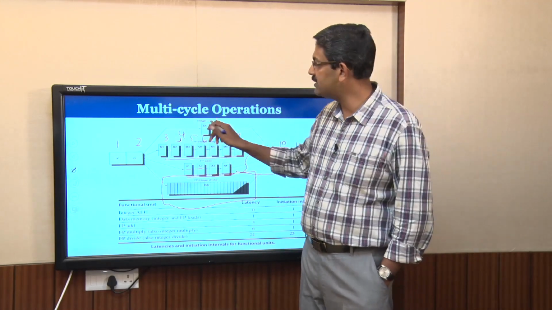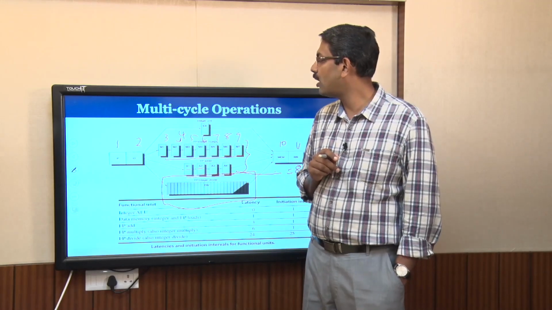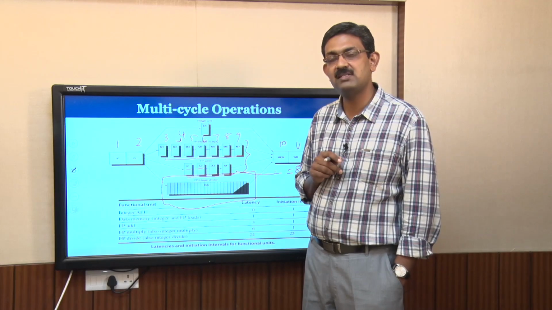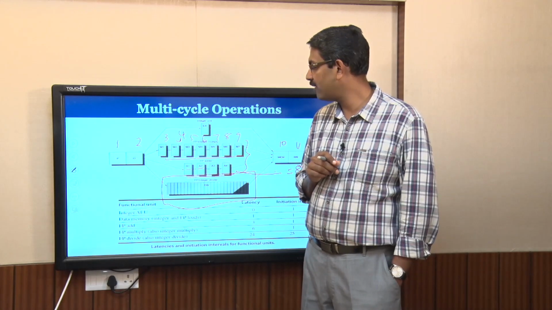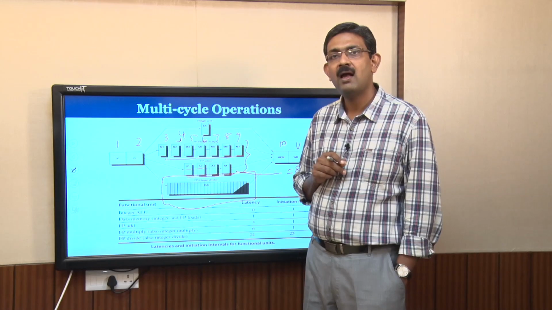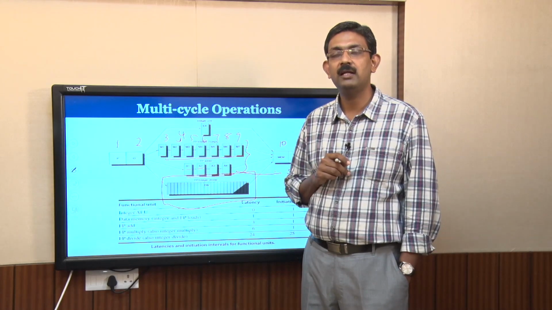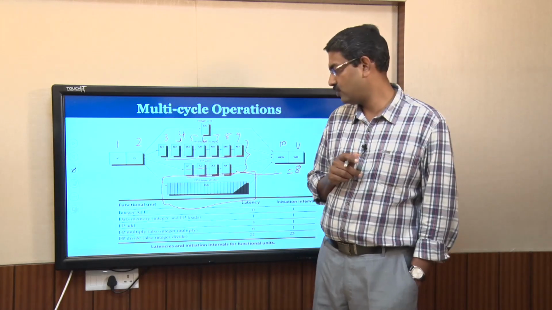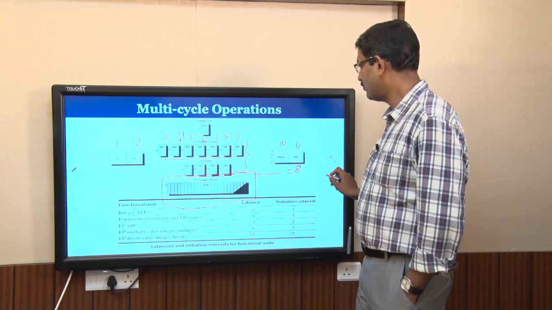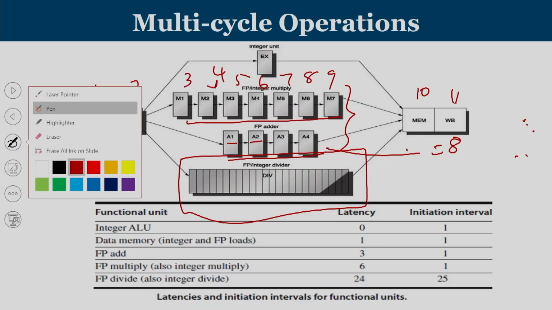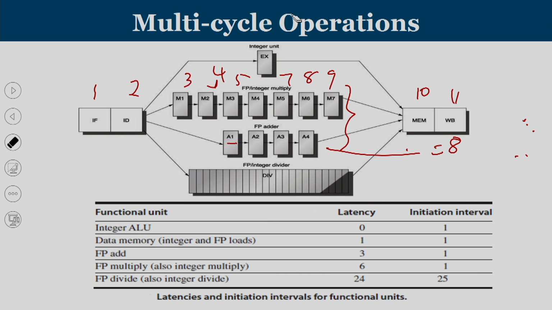To sum up, we now have 4 parallel units. One is called the integer unit, which is called EX. Then you have the floating point or integer multiplier unit, which consists of 7 stages in the EX. We have a 4-stage floating point adder, and we have a 25 clock cycle unpipelined division unit. Few more details are given here that are pertaining to the latency and the initiation interval of these units.